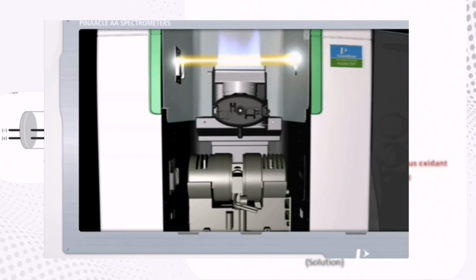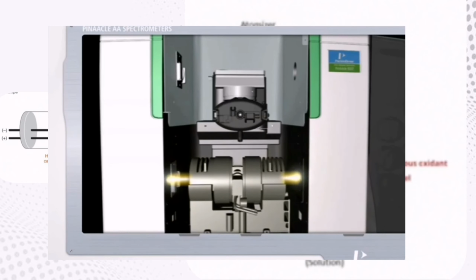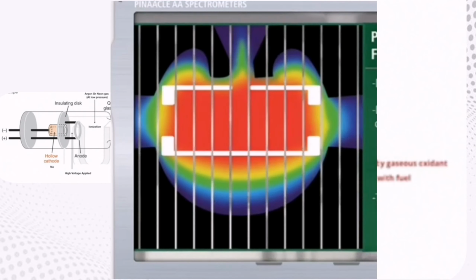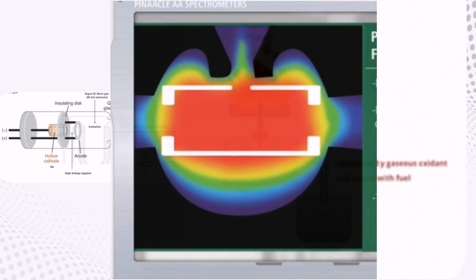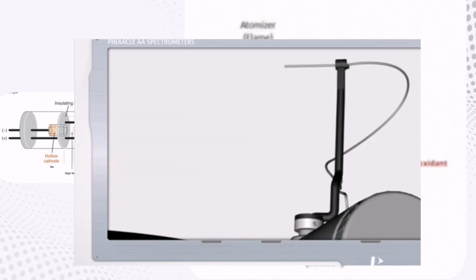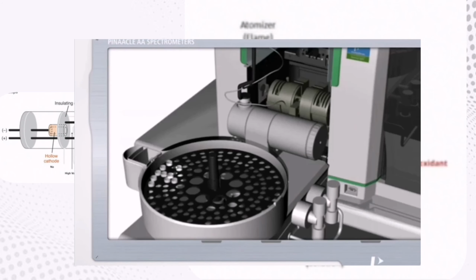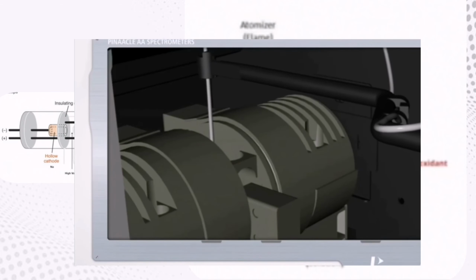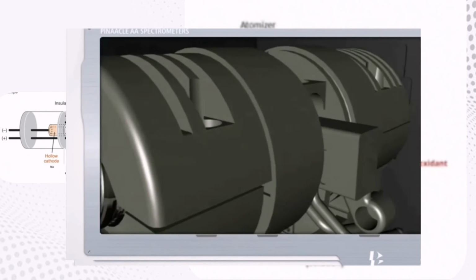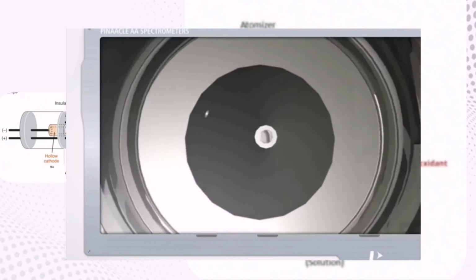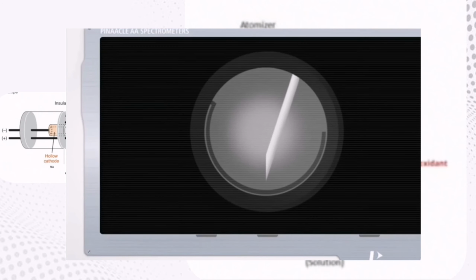In the furnace atomizer, instead of a flame, there is a graphite rod which is kept at a uniform high temperature. Here, as the temperature is high, the solvent gets evaporated and the sample is converted into atoms.